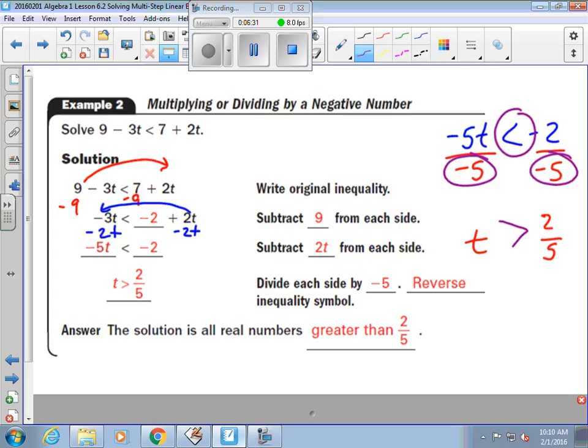And again, if you were to graph that, you would go to 2/5, which is 40%, 4 out of 10, a little bit less than half. And you would say everything greater than that, an open bubble, everything going to the right side of it.